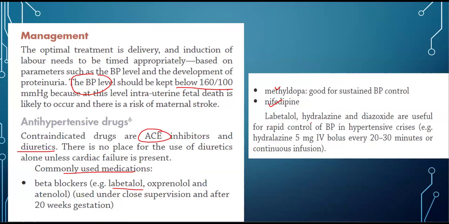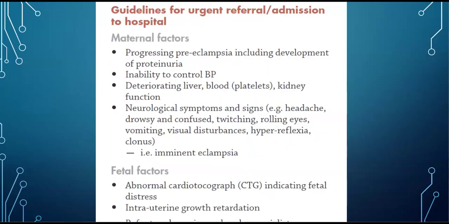If a patient with preeclampsia, or a pregnant patient, has got a severe hypertensive crisis, you can use IV labetalol, hydralazine, or diazoxide. But in most situations, you are going to use labetalol, methyldopa, or nifedipine.